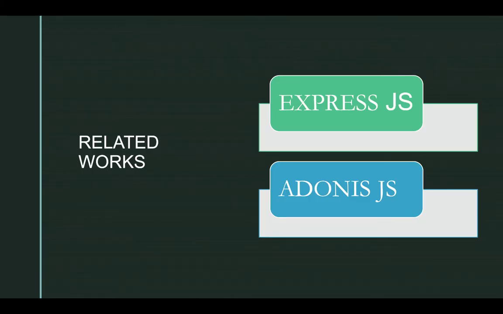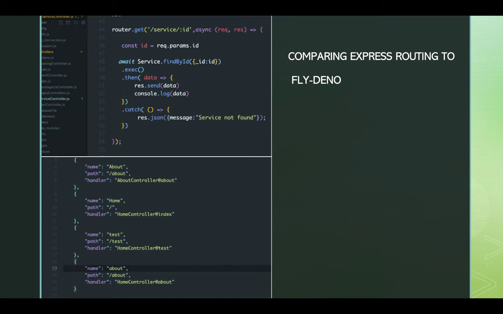Related works. In the JavaScript space, I found two backend frameworks, which are Express.js and Adonis. Adonis uses the TypeScript compiler to compile TypeScript files in Deno. It has migration. It's very powerful. But the problem I have with these frameworks is that they are not modularized.